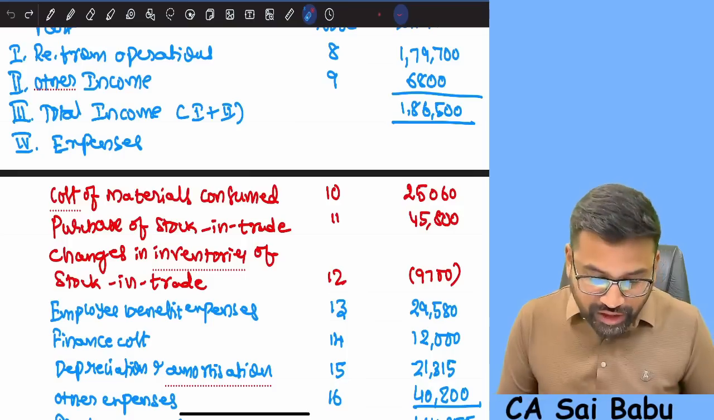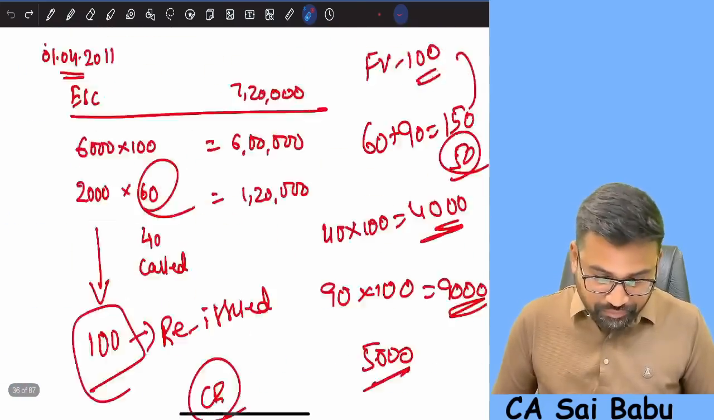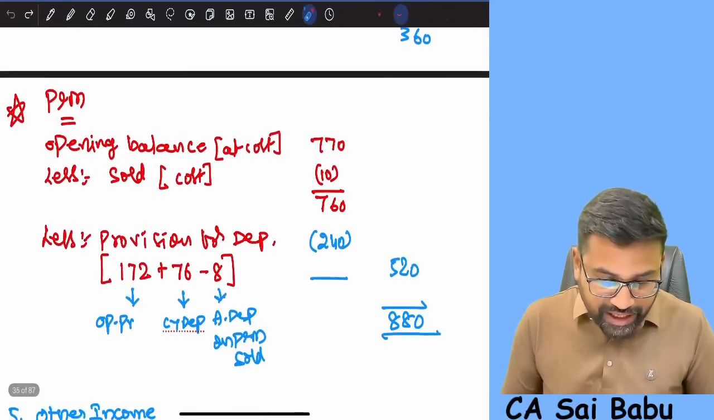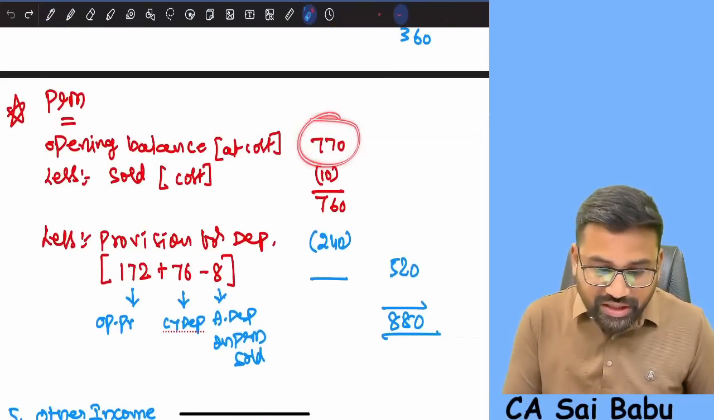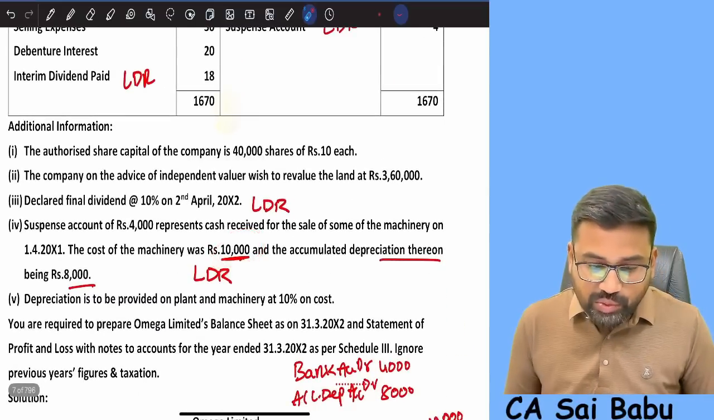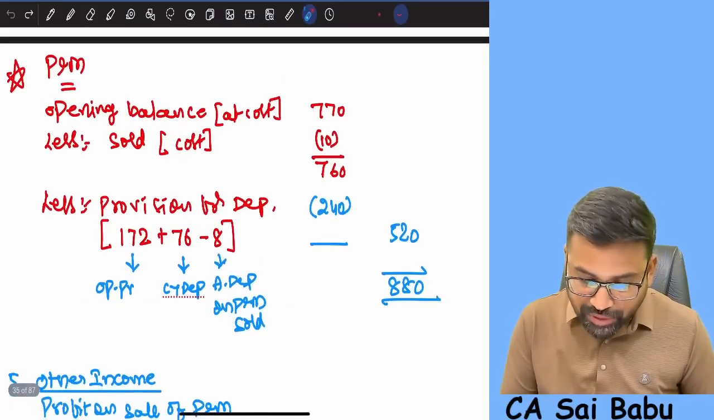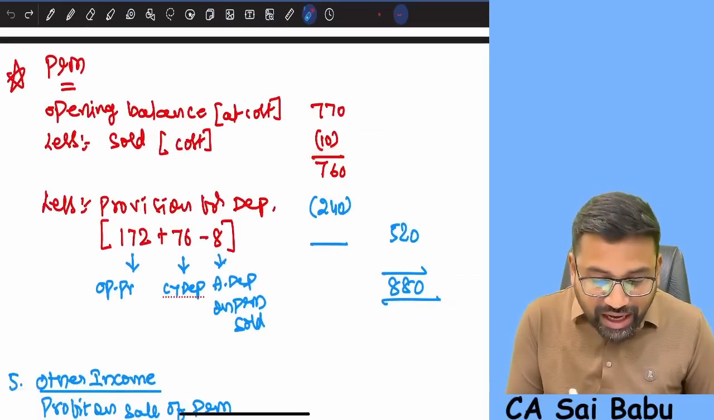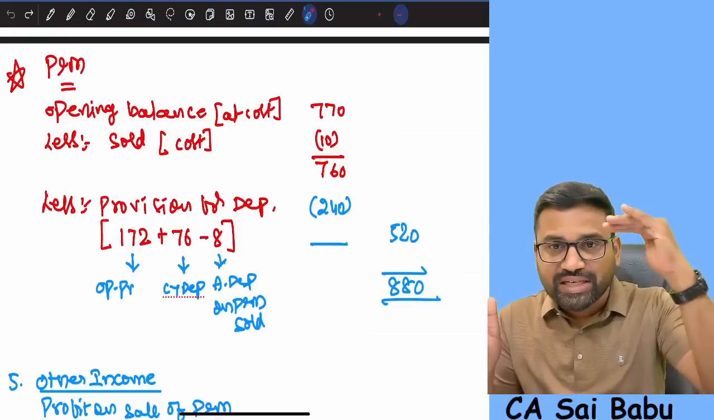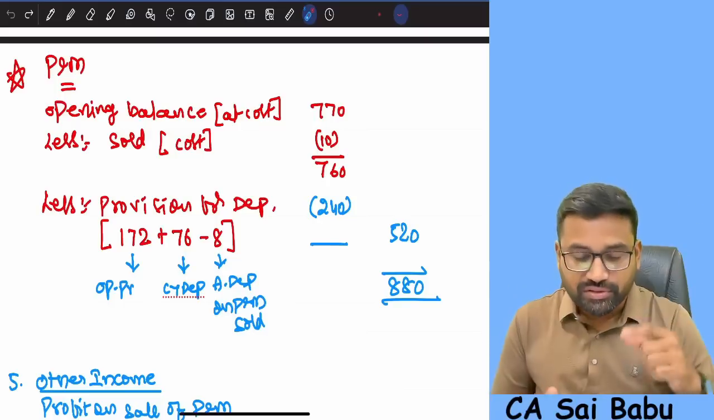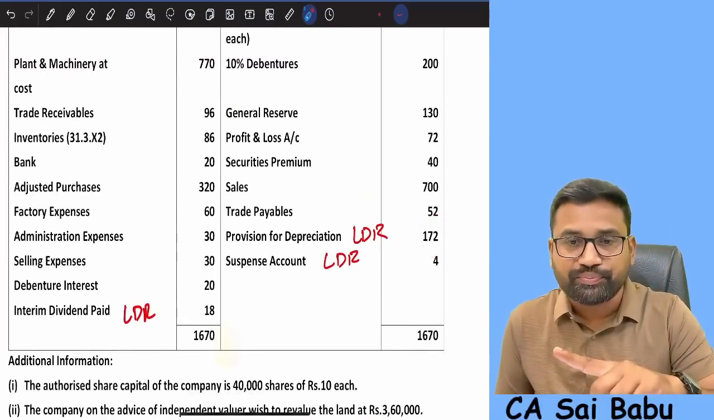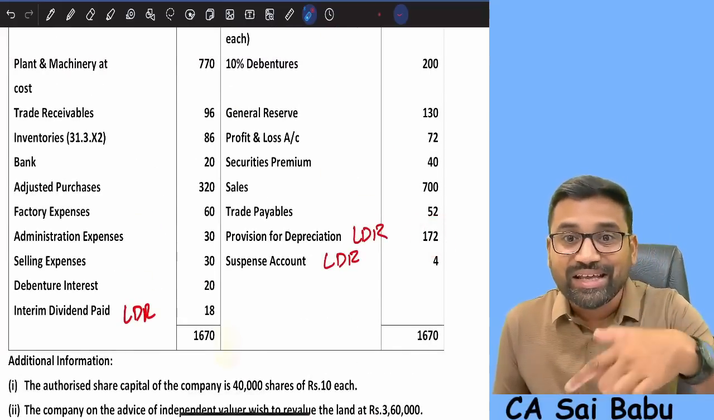So therefore when you prepare the balance sheet, sir, see here plant and machinery, the opening balance of plant and machinery given is 770, sir, see this 770. And from this 770 at the beginning, 10,000 worth of plant and machinery was sold. So minus 10, so 760. From that, I need to less provision for depreciation. Because in the balance sheet, sir, whenever you are presenting assets, it is cost minus provision for depreciation. This provision for depreciation they have already given in the trial balance. This is 172. This is the opening provision. Now for this, you need to make the current year adjustments.